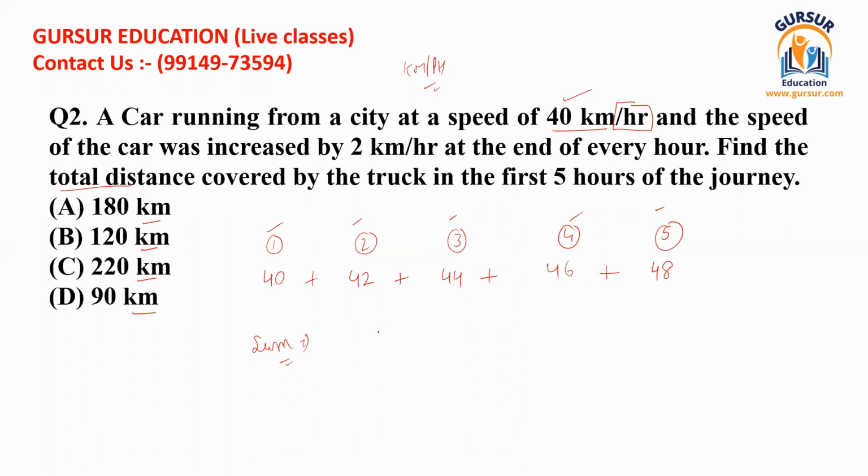And when you make the total of all these, let me just make the total. 4, this is 8, 12, then 16, then 20. So 200 is there. 2 and 4, 6, 6, 12, and 20. So 220 kilometers shall be the total distance covered by the car. So 220 has been given in option C.